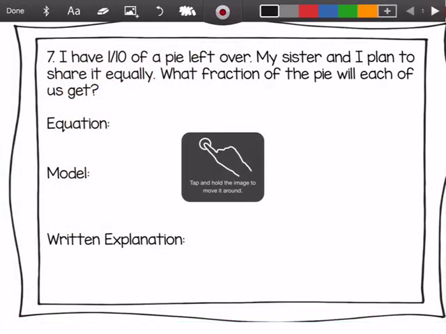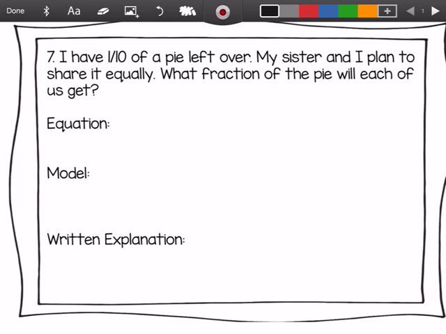Okay, I have 1/10 of a pie left over. Well, my sister and I plan to share this equally. What fraction of the pie will each of us get? What am I dividing? What number is going to go first? 2 or 1/10? Yes, 1/10, because I'm sharing the pie. So 1/10 divided among my sister and I, which is 2.